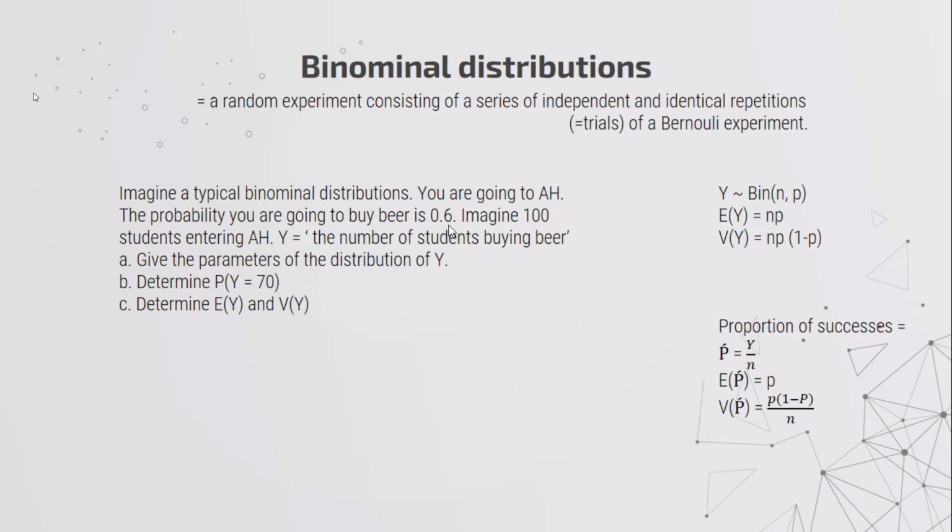But if we imagine a whole experiment, many people go to that supermarket. Let's imagine that the total number of students going to the same supermarket is 100, and our event Y is the number of students buying a beer. If the total number of students is 100, and the probability of our event Y is 0.6, what would be the probability of having 70 such students going to the supermarket and buying a beer?